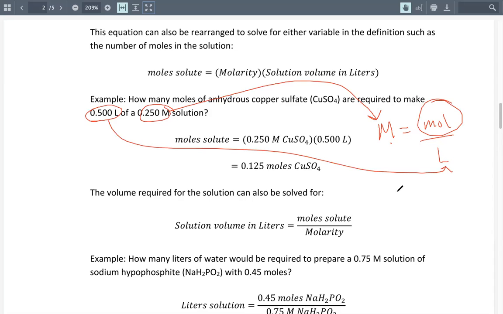I just need to rearrange this formula a little bit. So now I'm going to multiply liters times the molarity to tell me the number of moles. So I take the 0.5, multiply it by 0.25, and I end up with 0.125 moles.